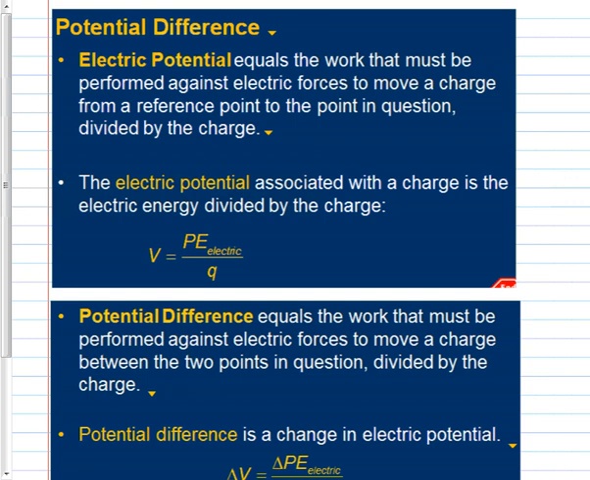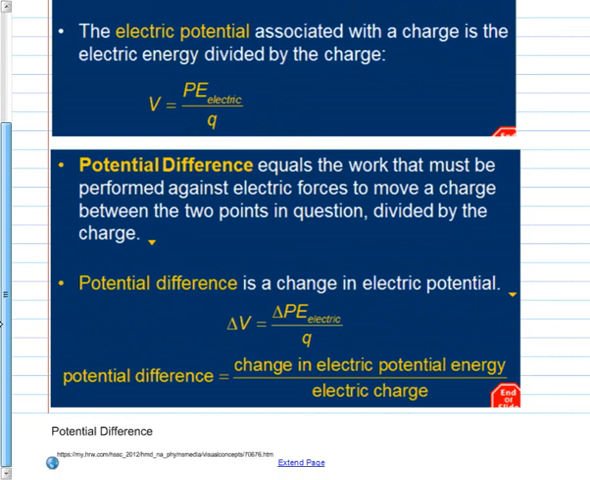And you're familiar with that word, volts. Voltage is the electric potential measurement. So if I take the electric potential energy and divide it by how many coulombs of charge I have, that's where I get my voltage of something. So electric potential associated with a charge is electric potential energy divided by the charge.